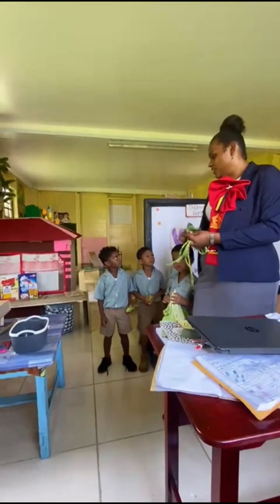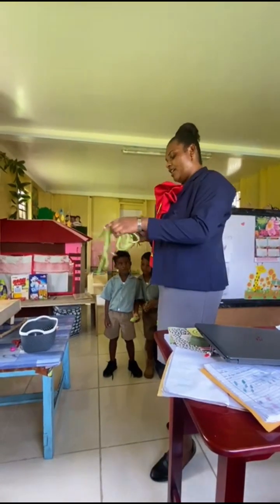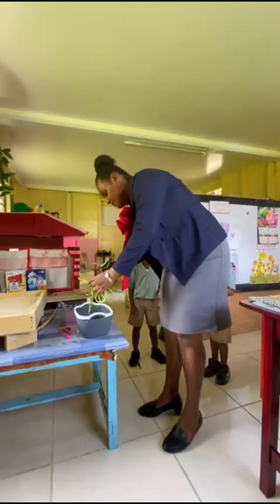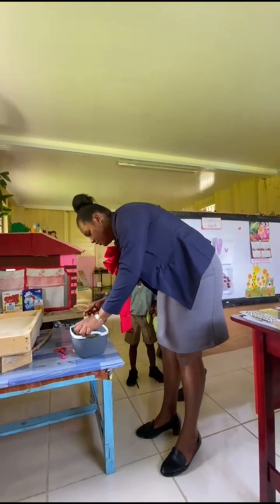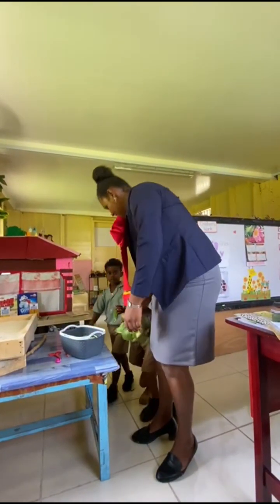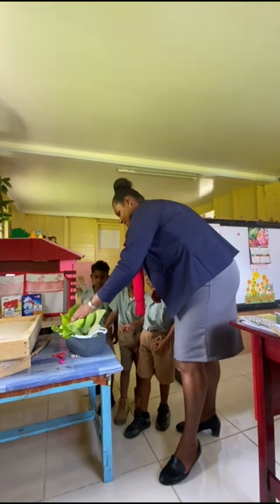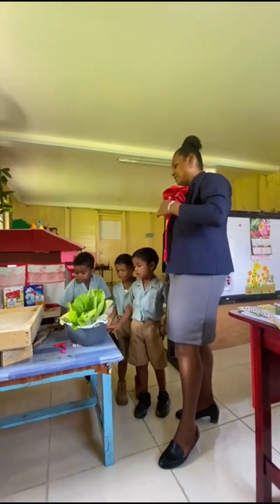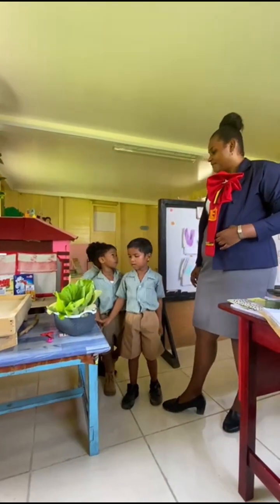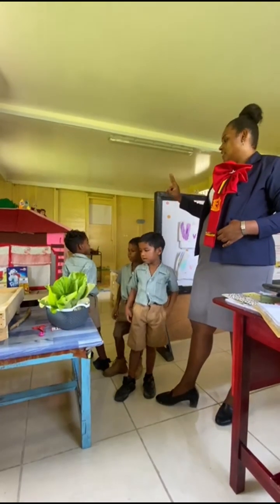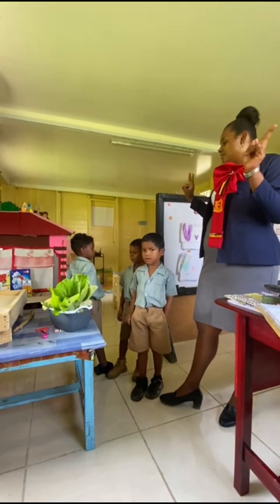Now we are going to put the vegetables that we get from the garden into the basket. Put the bora, the callaloo, beans, and carrots. So here we have vegetables, and vegetables begin with the letter V. V, and letter V makes up.